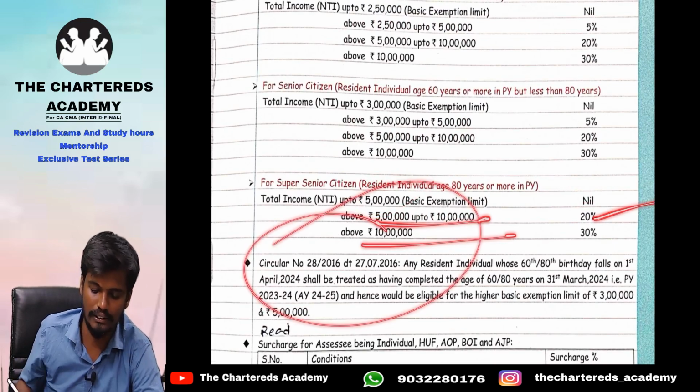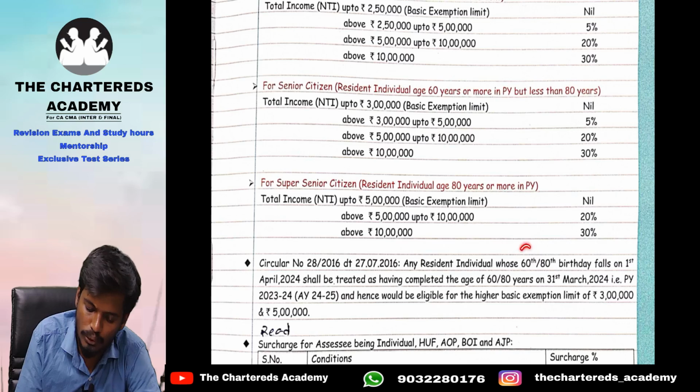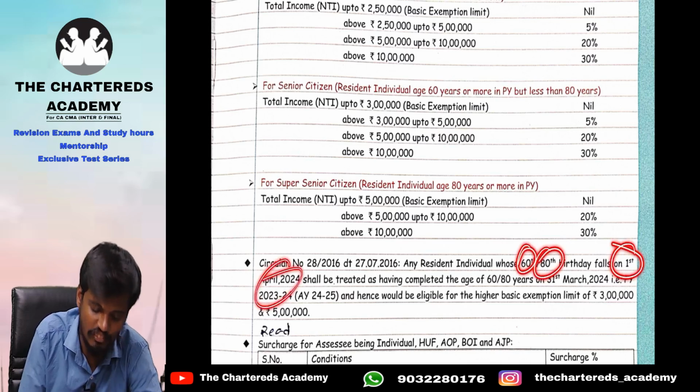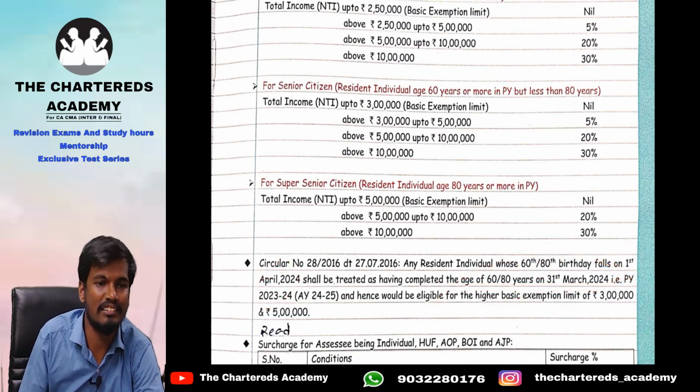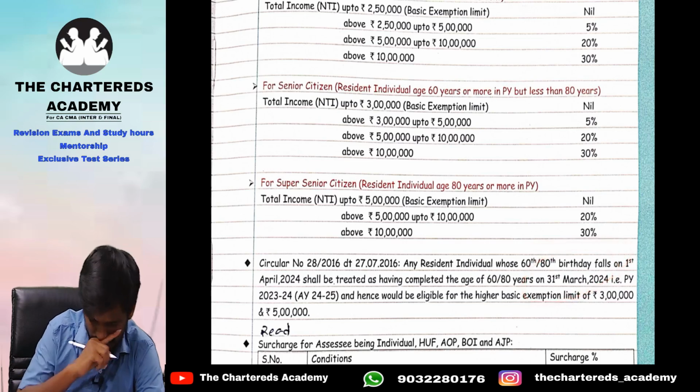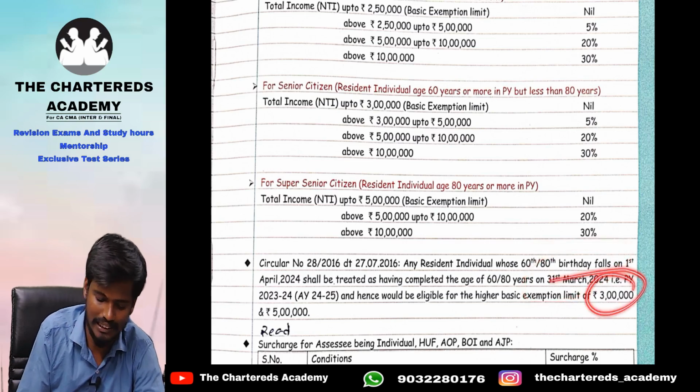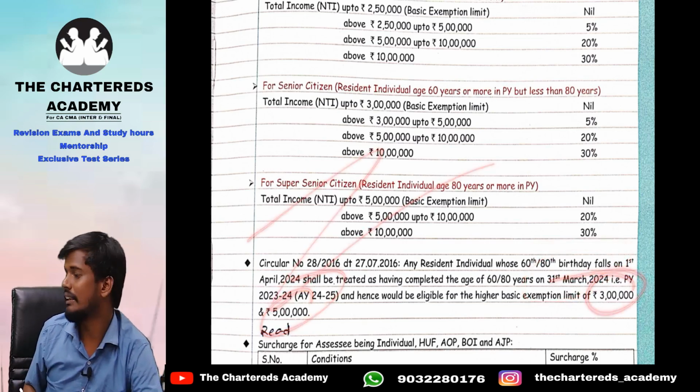This is a circular: if any resident whose 60th or 80th birthday falls exactly on the 1st April shall be treated as having completed the age of 60 years on the 31st March. We take it as he completed the age on 31st March. Hence he is eligible for the higher basic exemption limit of 3 lakhs or 5 lakhs. That is the point.